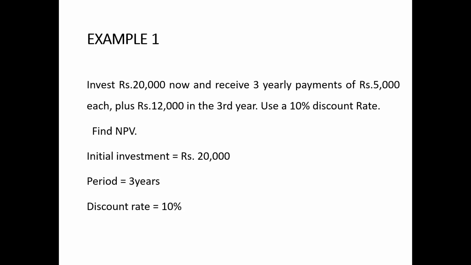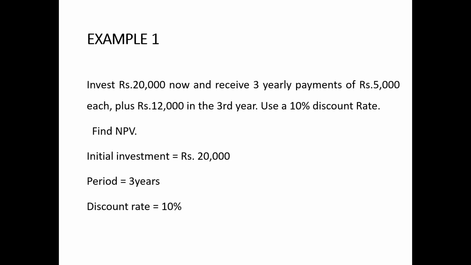Year 1, 5,000, year 2, 5,000, year 3, 5,000, plus 12,000 in the third year. Additionally, in the third year, we are going to receive an additional 12,000. And we have to use a 10% discount rate. So the discount factor is 10%. Now they are requesting you to calculate the NPV.